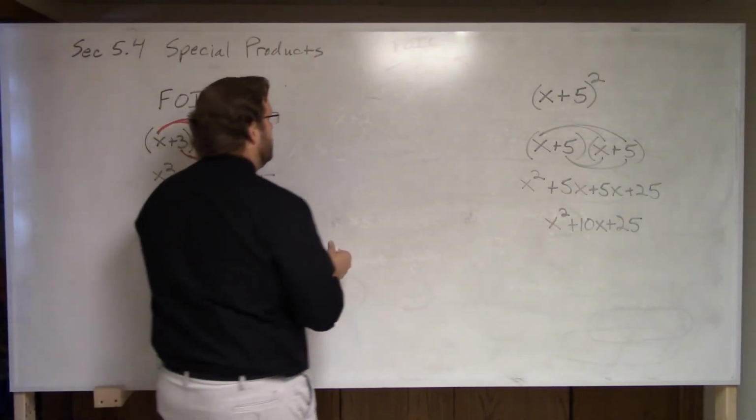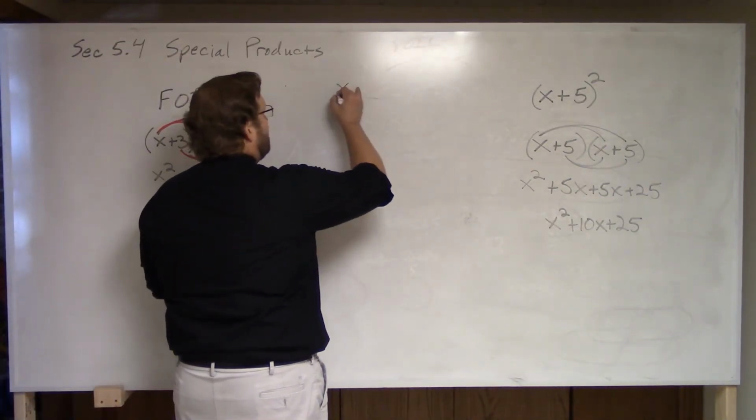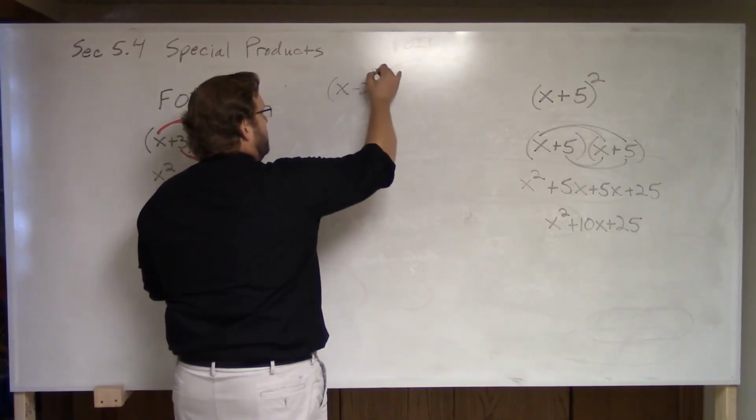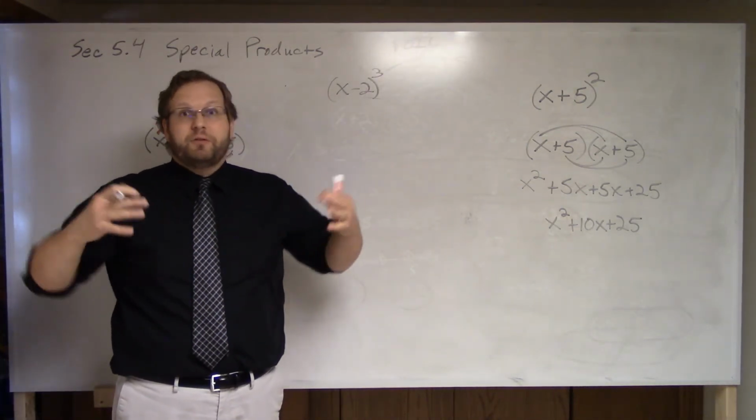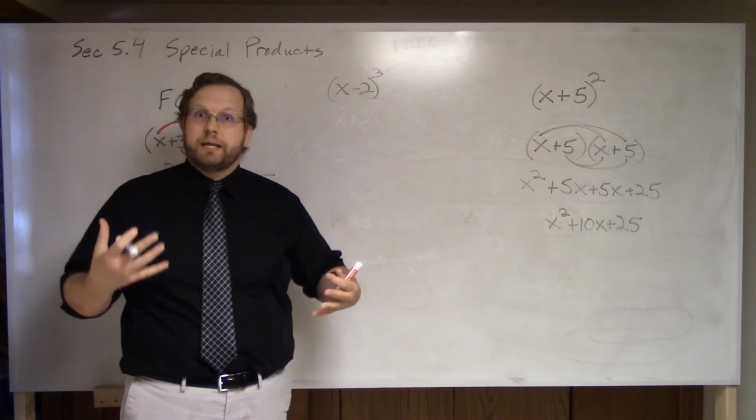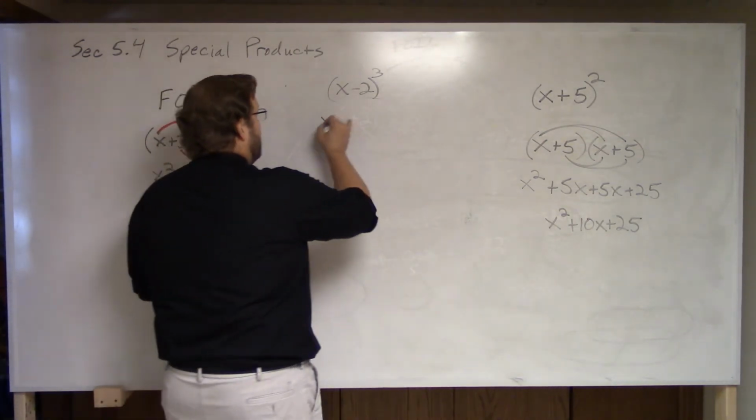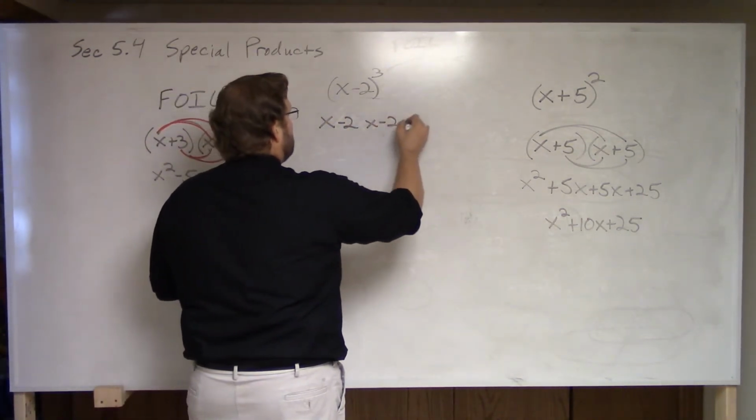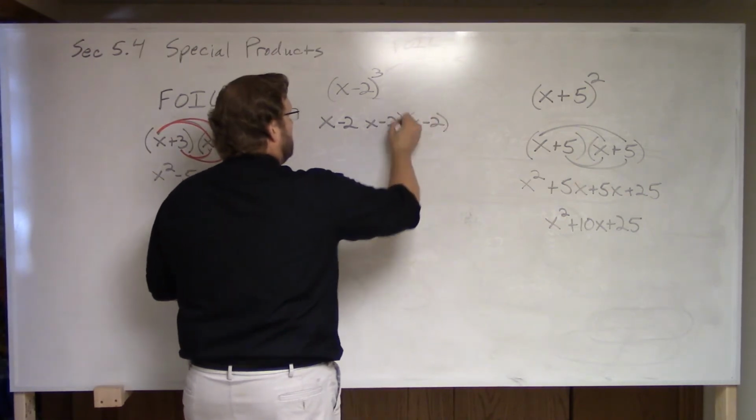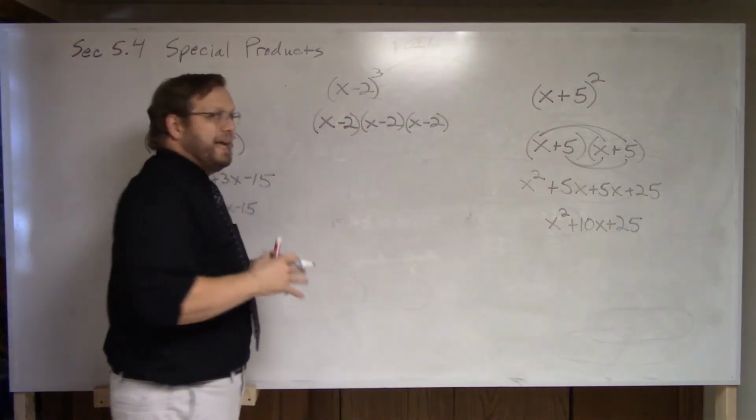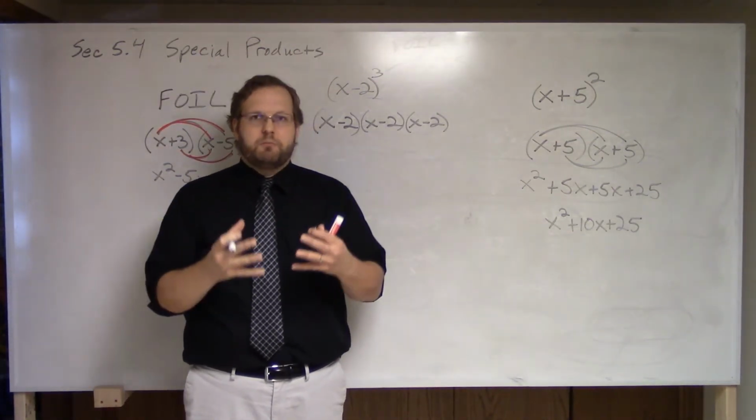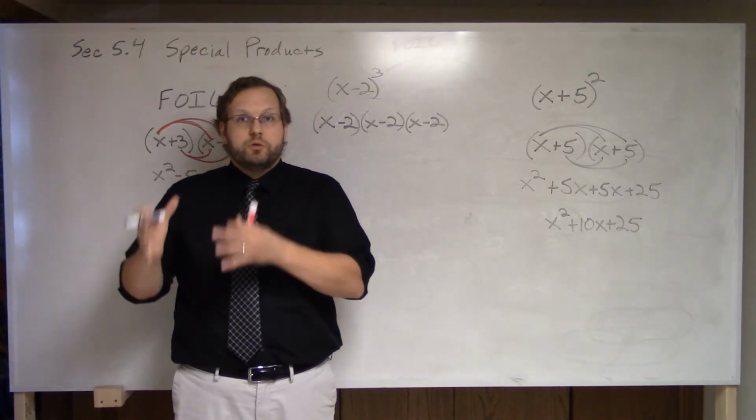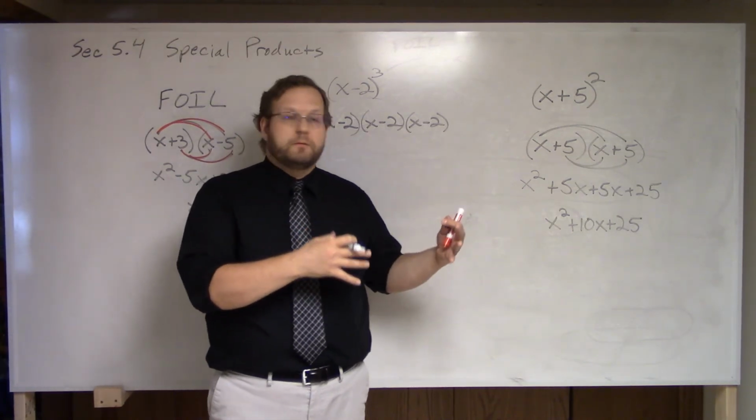Let's say we have x minus 2 cubed. Okay? Honestly, there's really nothing special about this product. I just want to show you how you would break it down. So I would have x minus 2, x minus 2, x minus 2. As always, when we multiply a bunch of numbers together, we don't just multiply them all in one big swoop. We do 2 at a time.